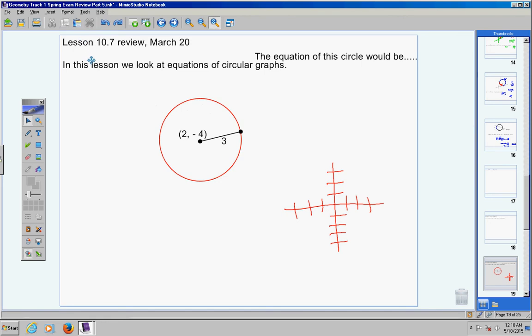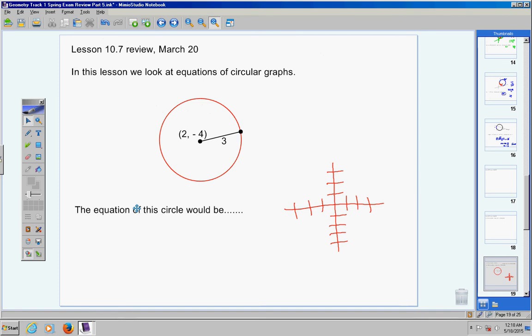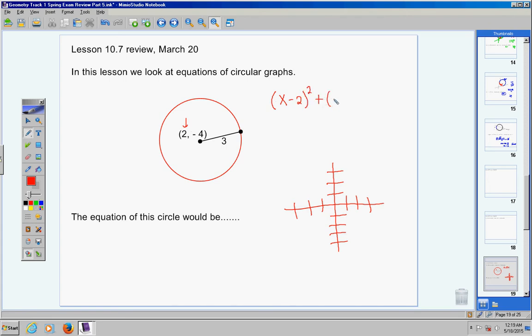Now, if I asked you to write the equation of this circle right here, it's so simple to do, guys. Remember, you put a parentheses and an x. Whatever this number is here, you change the sign. Then you put parentheses, then squared. Then you always put a plus sign, and then it's y. Whatever the sign of this number here is, you change it. Parentheses squared. Whatever the radius is, you always square it. That would be a sufficient answer.